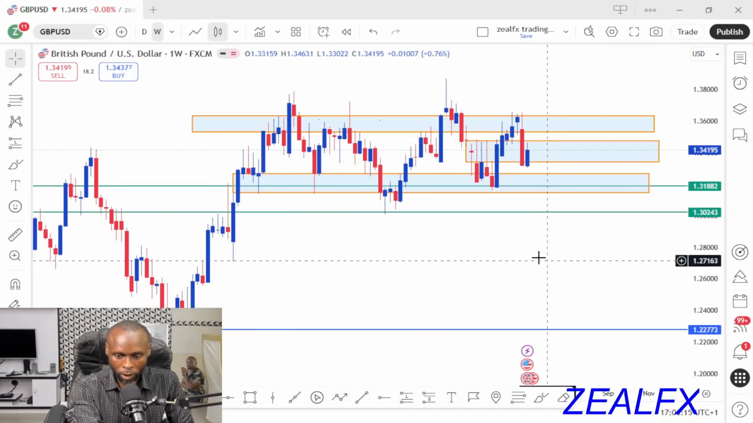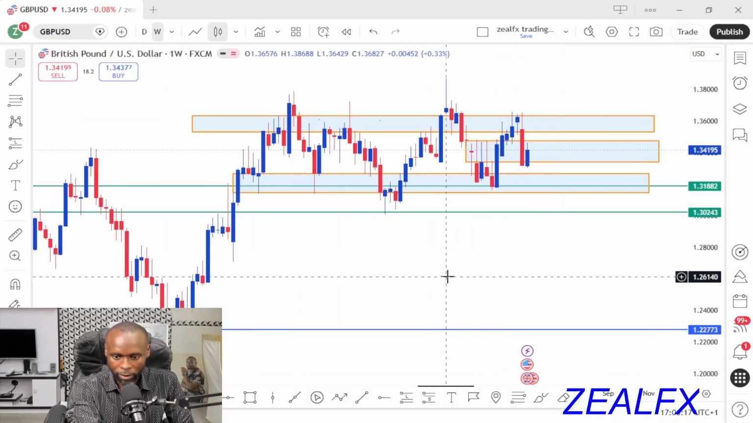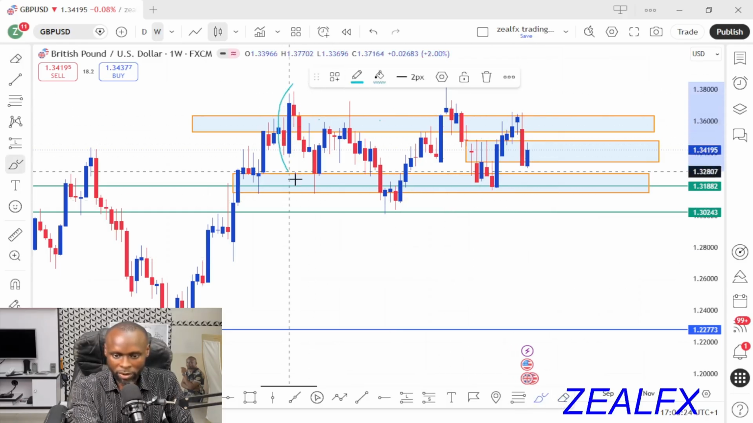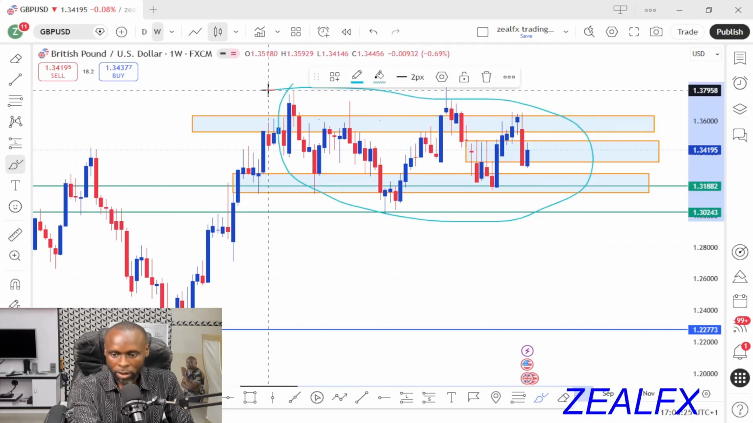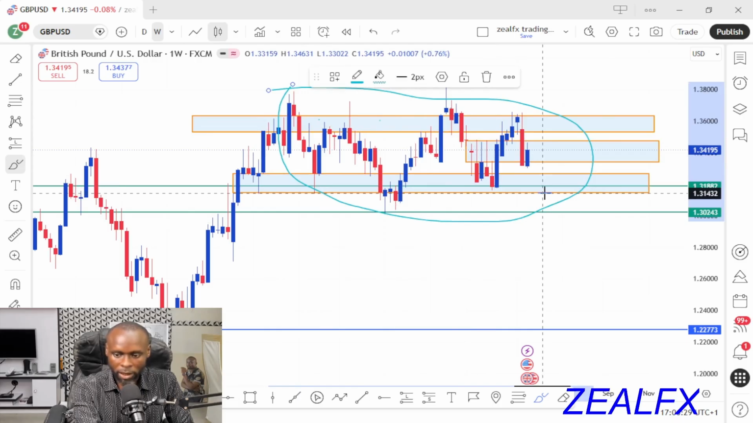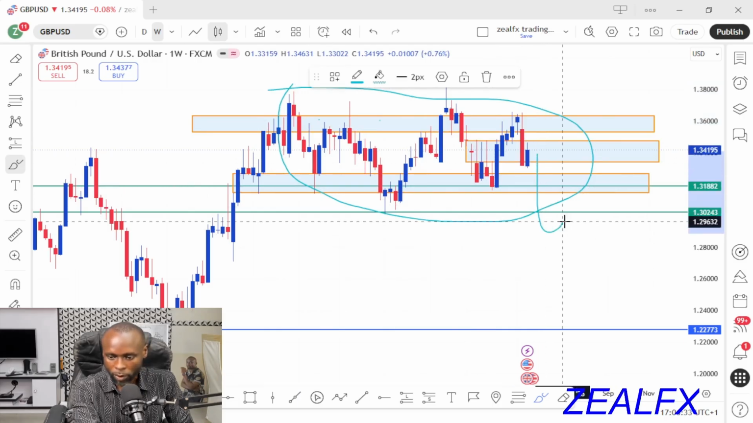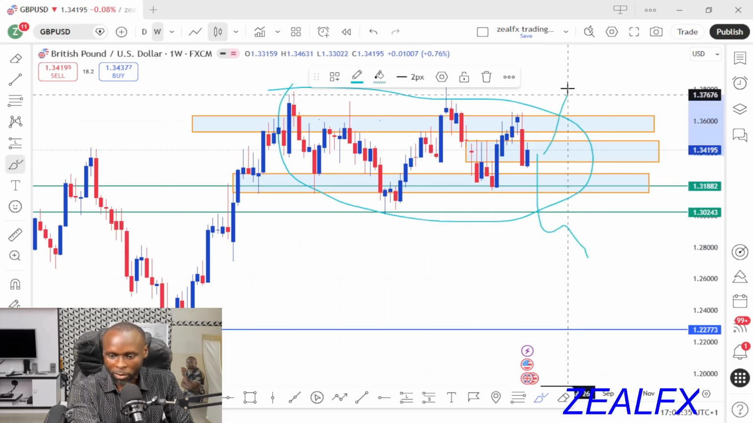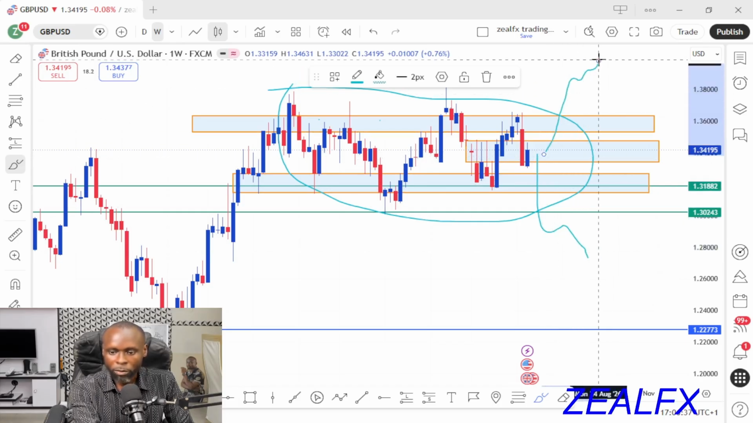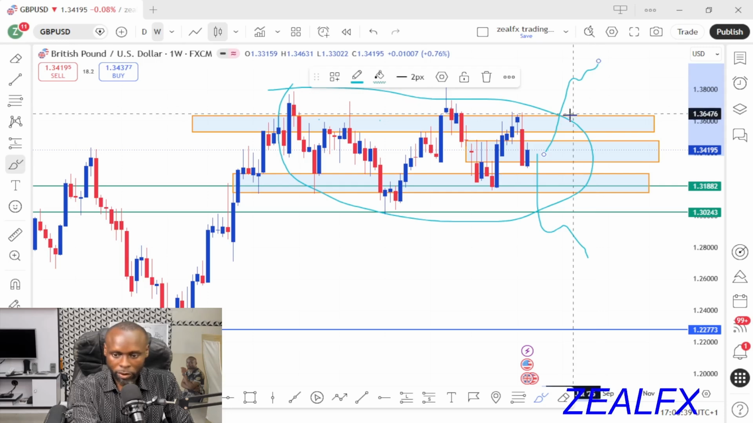Let's start from the weekly time frame. The pound on the weekly time frame still has this sideways trend. From the structure, we still have a sideways trend on the GBPUSD. So long as we have this sideways trend, we are not expecting any major move until we see a break below or a break above. Then we can start looking for a major move on the GBPUSD.